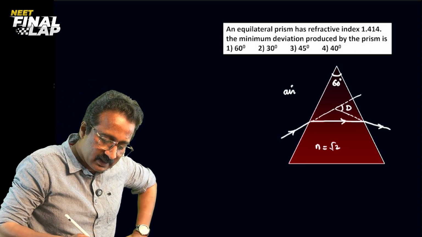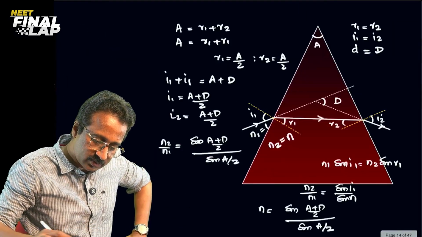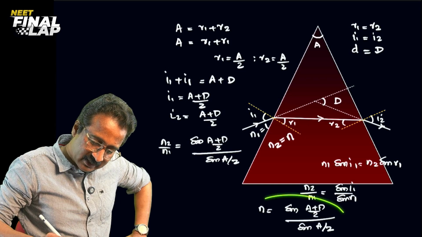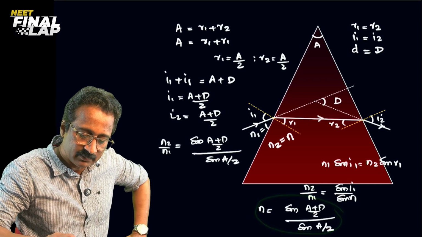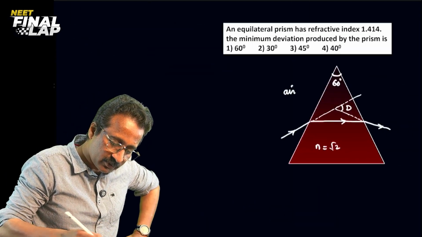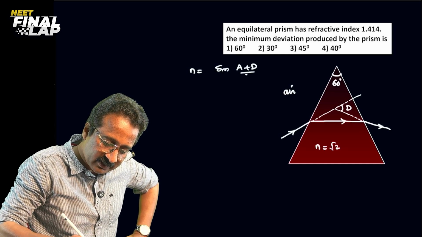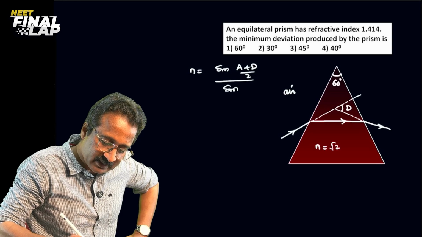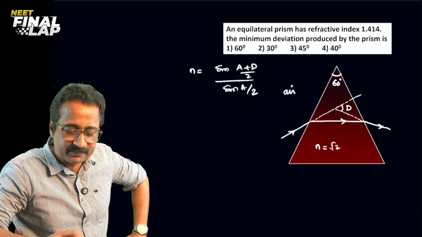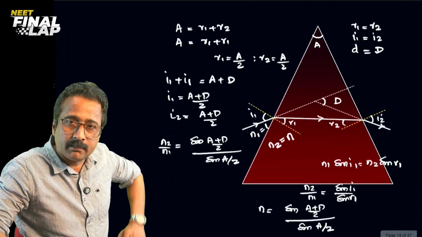Okay, then I remind you of the previous equation. See, this can be used. n is equal to sin((A plus D)/2) by sin(A/2). That can be used here. Okay, the expression is written here: n is equal to sin((A plus D)/2) divided by sin(A/2). That is some equation that you must always remember. This is true to find the minimum deviation.